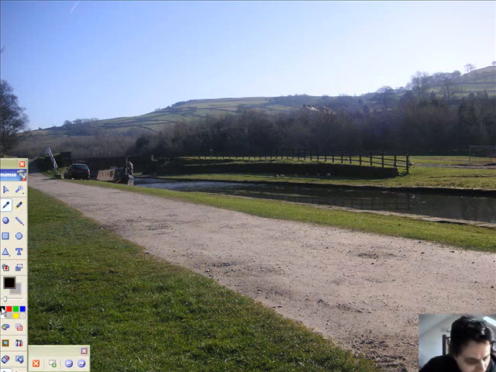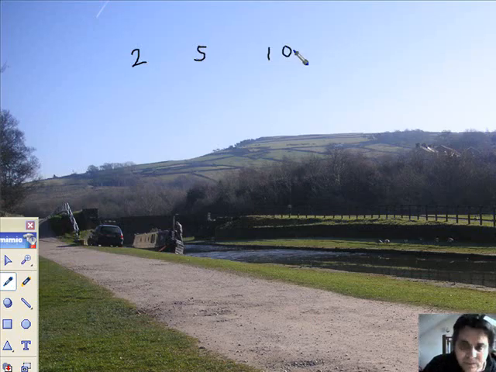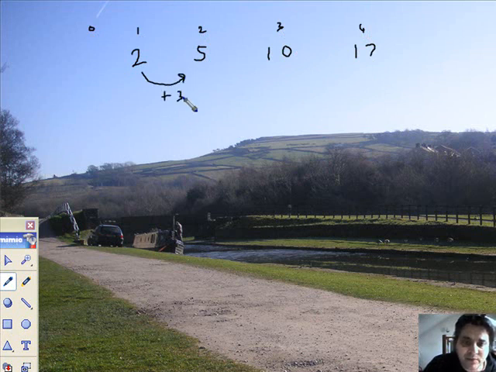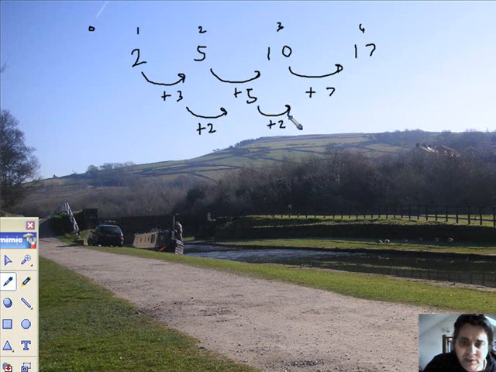Back to black. Let's try this one. I've got 2, 5, 10, 17. So first term, second term, third term, fourth term, 0 term. What have we got then? Plus 3, plus 5. It's a bit like before, isn't it? And we've got plus 7 again. Go down to the second level. Plus 2, plus 2. So I know I've got an n squared rule.